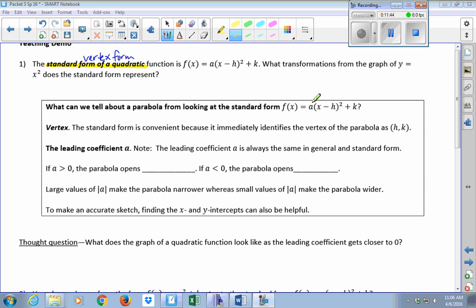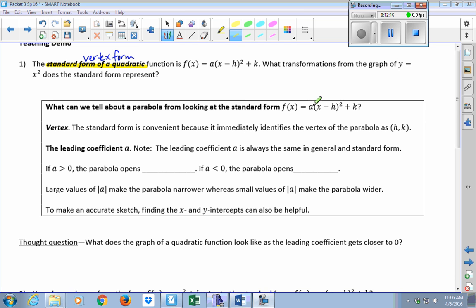We can tell right away from looking at the parabola in this form one of the most important things, not the only important thing, is we get the vertex right away. It identifies the vertex, h, k. The leading coefficient is a. Notice the leading coefficient right here is a. The leading coefficient is the coefficient of your x squared term. So if you were to multiply this all out, your first term in here would be x squared, and then it would be ax squared.